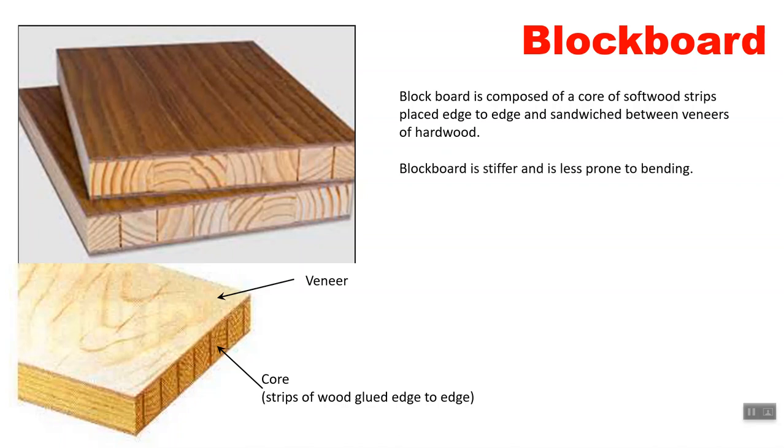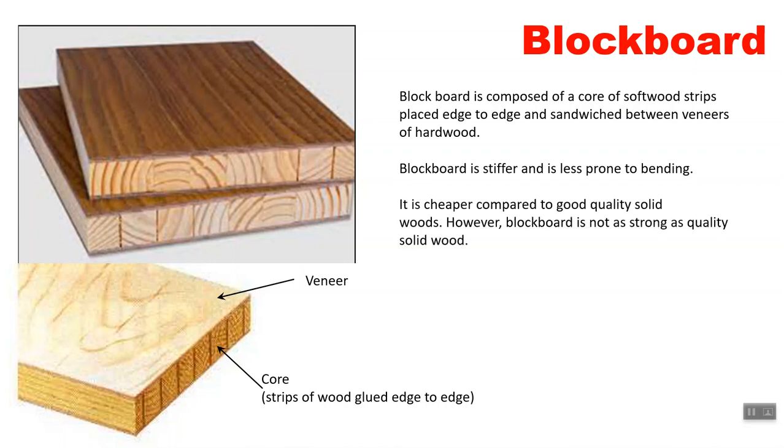Blockboard is stiffer and less prone to bending than other man-made boards. It is cheaper compared to good quality solid wood. However, blockboard is not as strong as solid wood. Uses of blockboard: they are used to make bookshelves, tables and benches, doors and shingles. Wall panels also are made of blockboard.